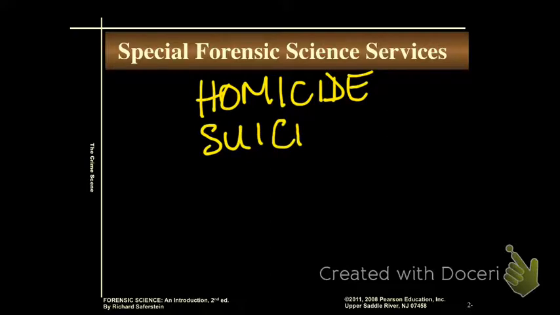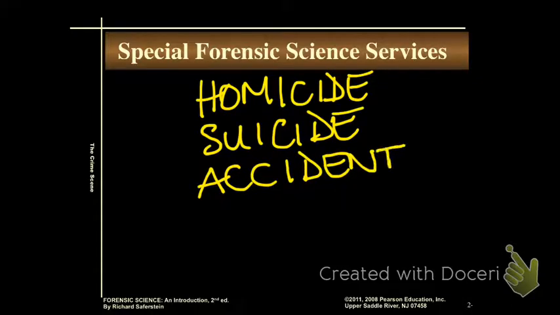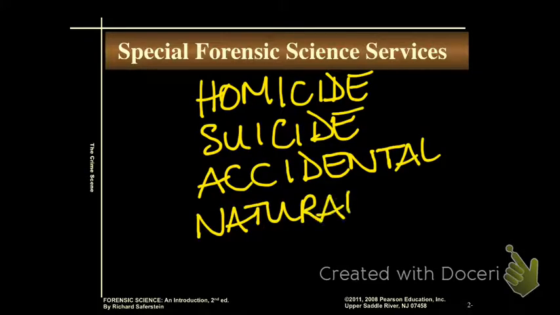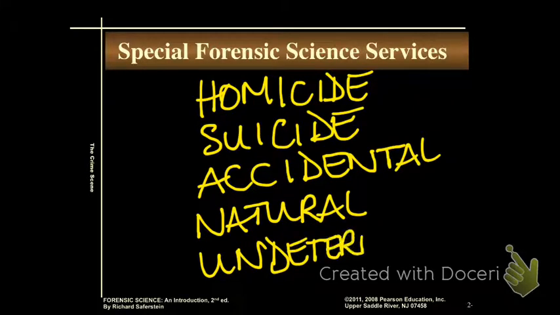Suicide. Accidental. Natural. And undetermined. Really try and prevent the undetermined category, because obviously we want to figure out a cause of death. So these are the causes or manners of death. Make sure you keep those in mind.